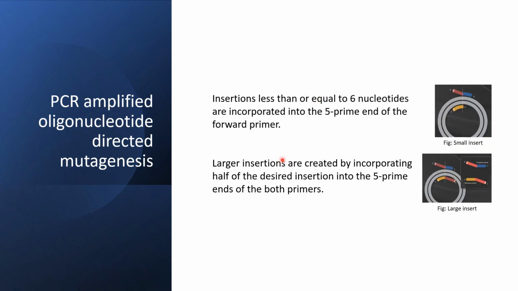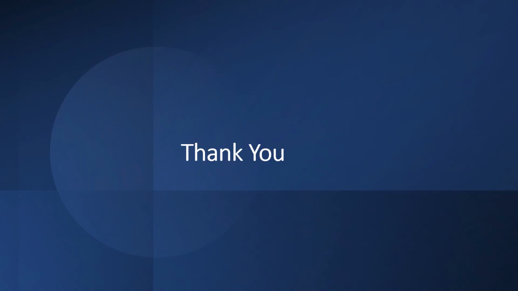As a result, when these go into the PCR, we will have a final product that will not have this flanked region, because the forward primer and reverse primer are flanking this region to be deleted. For insertions less than or equal to 6 nucleotides, we incorporate the insert into the 5' end of the forward primer. For bigger insertions, half of the insert is incorporated into the 5' end of both primers. As a result, when this goes through PCR, the overhangs will be inserted into the final product. Thus, we will have these overhangs inserted into the final gene product.